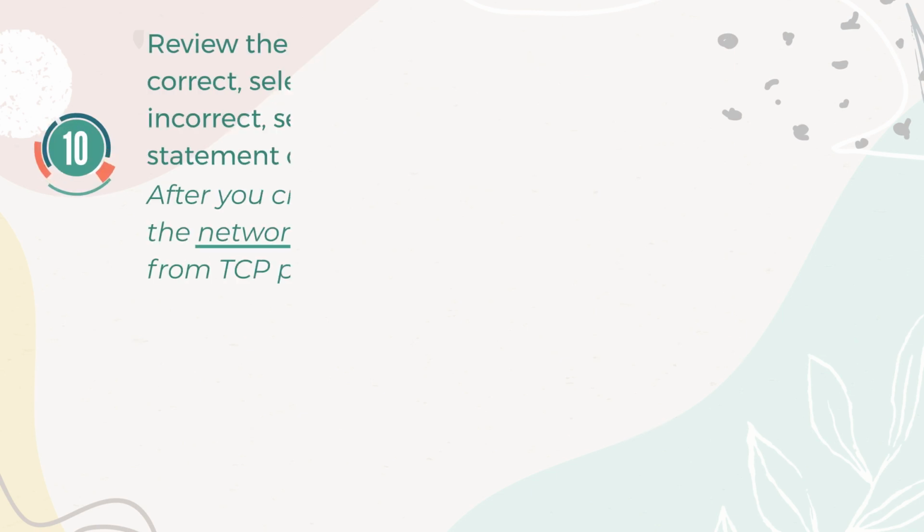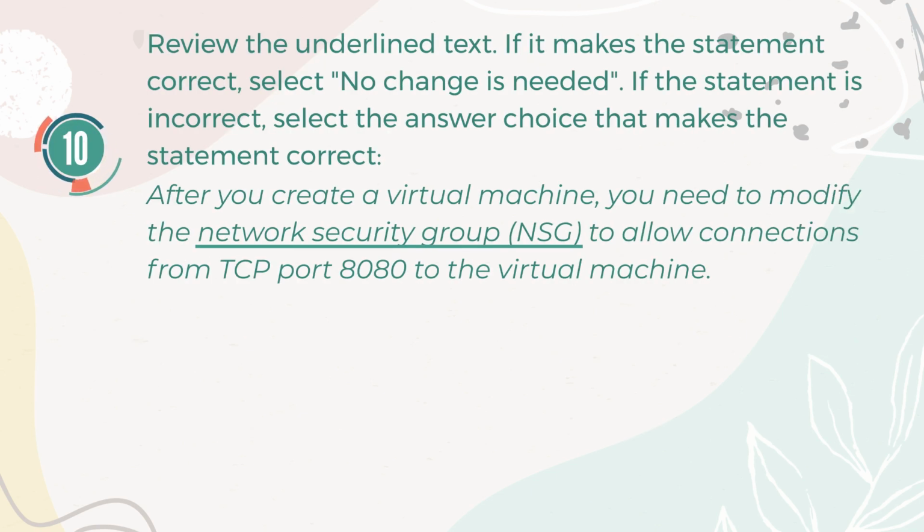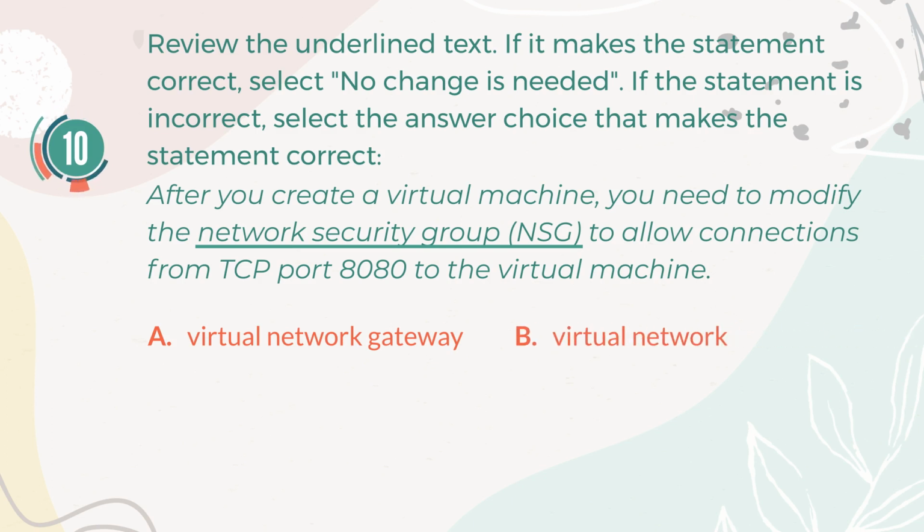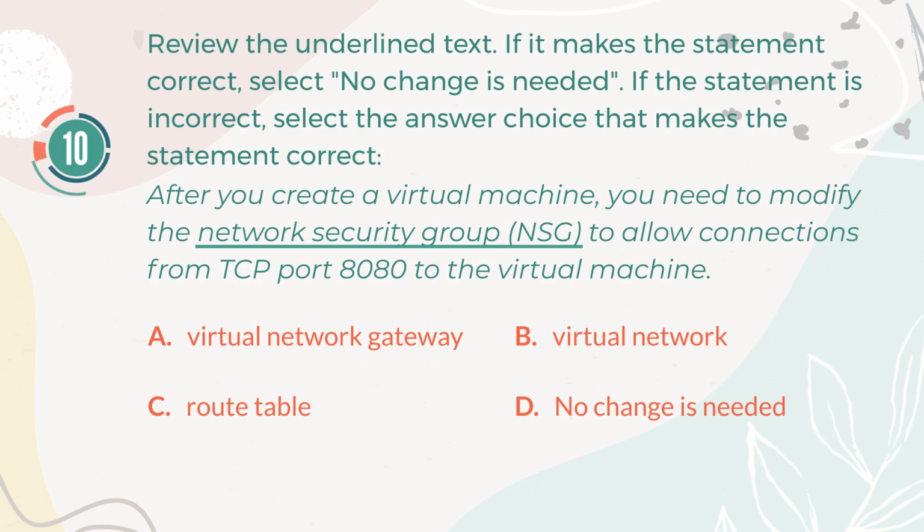Number 10. Review the underlined text. If it makes the statement correct, select "No change is needed." If the statement is incorrect, select the answer choice that makes the statement correct. After you create a virtual machine, you need to modify the network security group to allow connections from TCP port 8080 to the virtual machine. A. Virtual network gateway. B. Virtual network. C. Route table. D. No change is needed. The correct answer is D. No change is needed.